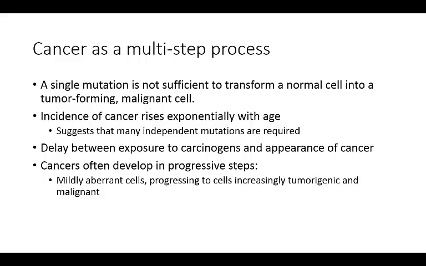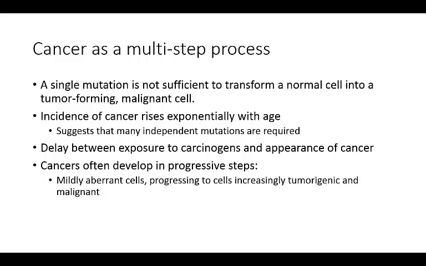So you can think of cancer as a multi-step process. Typically a single mutation is not going to be sufficient to transform a normal cell into these tumor-forming or malignant cells. We see evidence for this because the incidence of cancer rises exponentially with age. It suggests that as time goes on, many independent mutations are required. If a single mutation was sufficient, you would expect the incidence of cancer to be independent of age. Second evidence is that there is a delay between exposure to carcinogens and the appearance of cancer. So again, it may cause some initial mutations, but you may need the accumulation of additional secondary mutations before it actually becomes a cancerous cell.